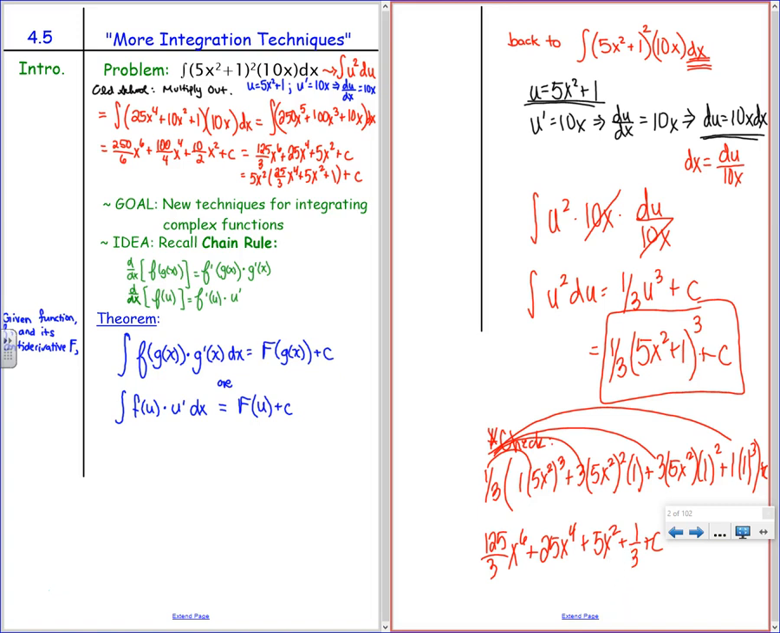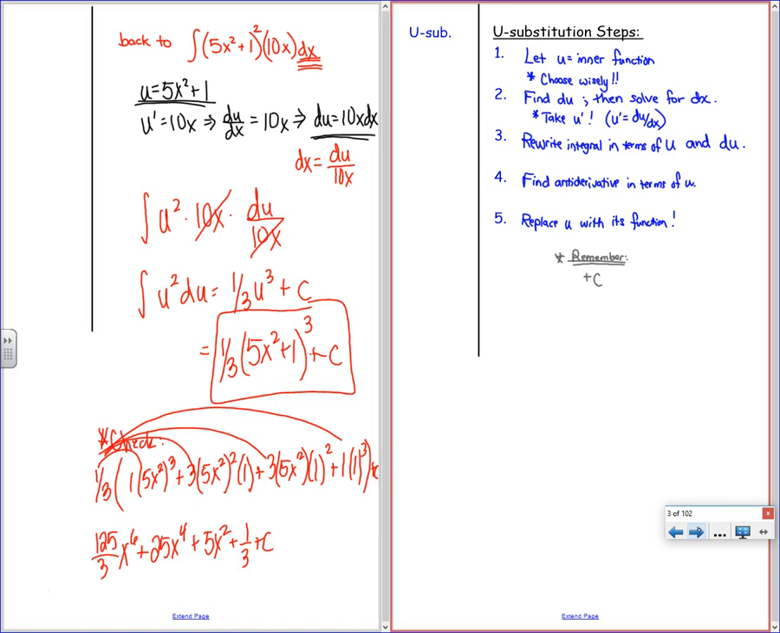Okay. So, let's walk through the steps of what I just did in that problem. Some people need the words to think about the process. The first thing I did, I said, ooh, there's an inner function. Let's call it U, which we've practiced a lot with chain rule. Choose wisely. Don't worry, we'll practice. It's not always super obvious who the U should be.